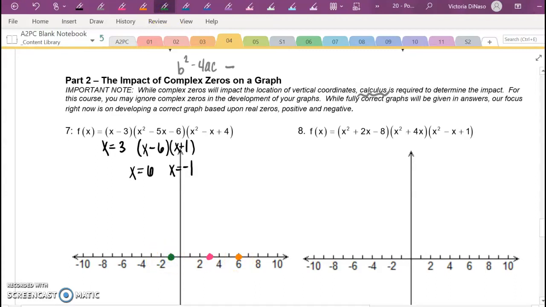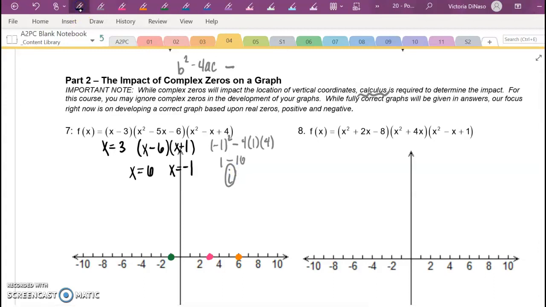Last but not least, we have x squared minus x plus 4. So we need two numbers that multiply to 4 but combine to negative 1, which is not possible. So I'm going to use the discriminant to figure out if this is a complex number. If not, then I can actually graph it. So we have negative 1 squared, so b squared minus 4 times a times c. So we have 1 minus 16, so it's a negative number, which means that I can put an i right there. It's going to be imaginary complex, so we don't have to graph it.